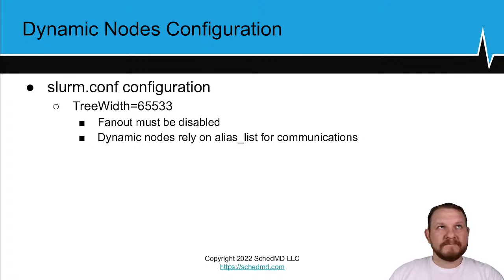The alias list is the node address information that it gets from the dynamic registration of that node, and then it forwards that on to the srun and slurmds that are in a job allocation. And so that alias list, there's actually a variable that you can look at to see that alias list. So it's important that it's understood that with dynamic nodes, you don't have that benefit of fanout. And so that is a trade-off if you're going to go that dynamic nodes route. It's important to understand that and know that.